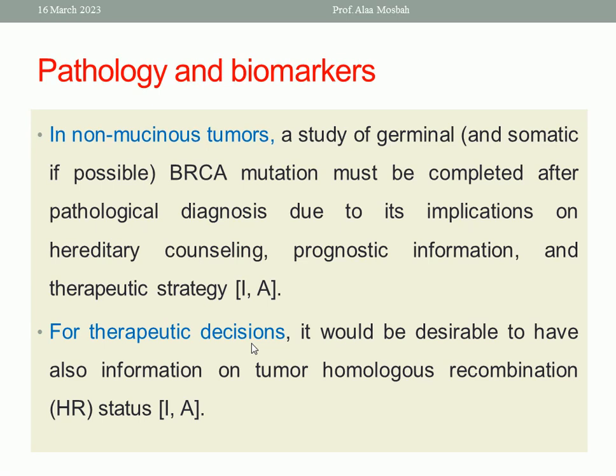Why? It's important due to its implications on hereditary counseling. You should counsel this family about the risk for other members of the family. Also for prognostic information and the therapeutic strategy, because I may need certain special therapy in patient carrying BRCA gene mutation, as we'll see later on. So it is important. Okay, for therapeutic decision, it would be desirable to have also information on tumor homologous recombination, HR status.